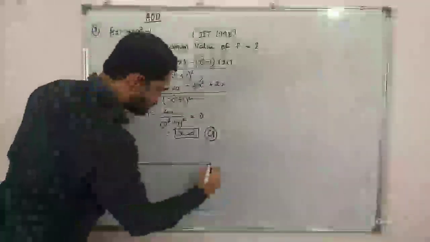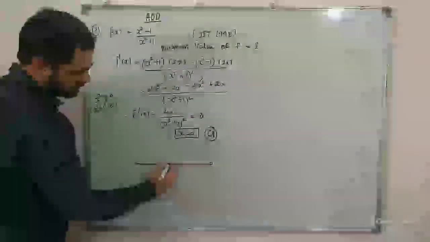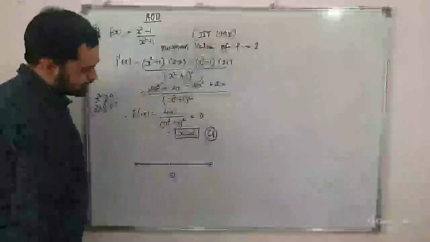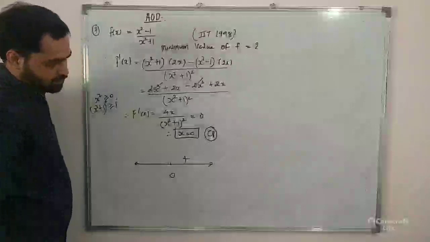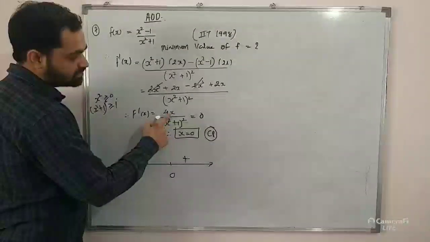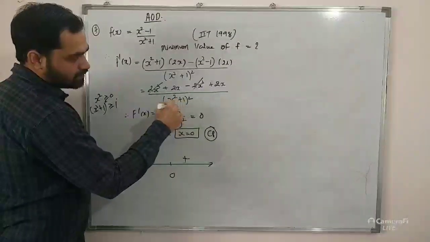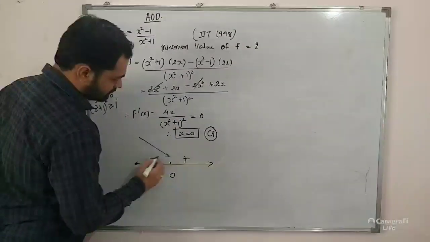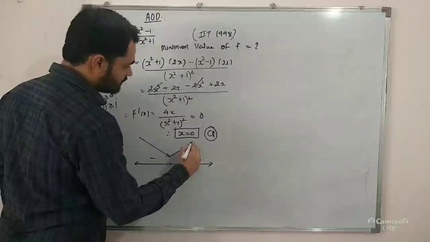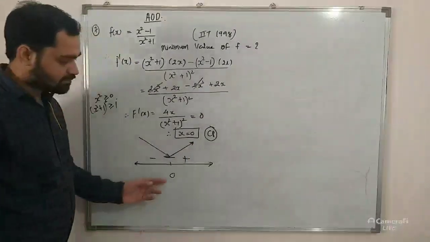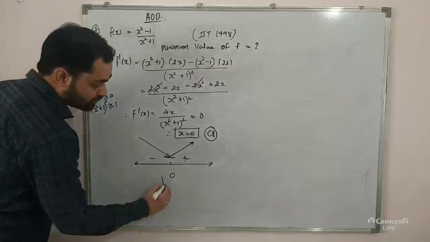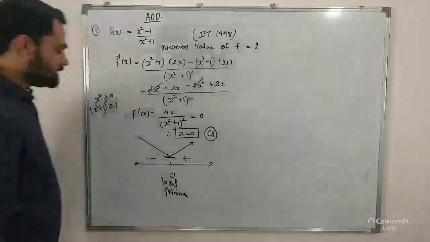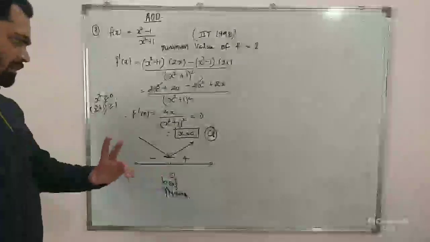So on the number line, we can put 0 here. On the rightmost side, the sign is positive. 0 is coming from which power? Odd power. It means the sign changes. So in this interval, the function is decreasing, and in this interval, increasing. It means 0 is a minima point, a local minima. So by the first derivative test, we can easily say that 0 is a local minima point.